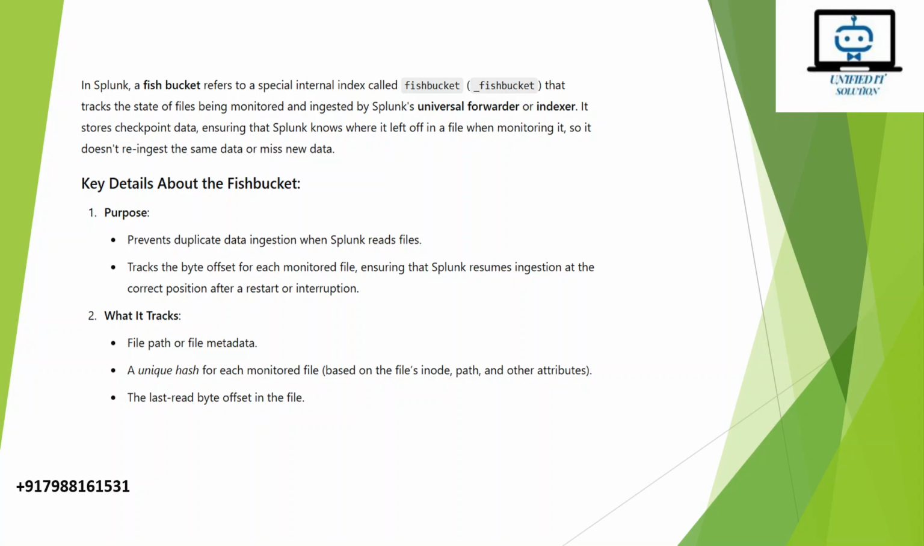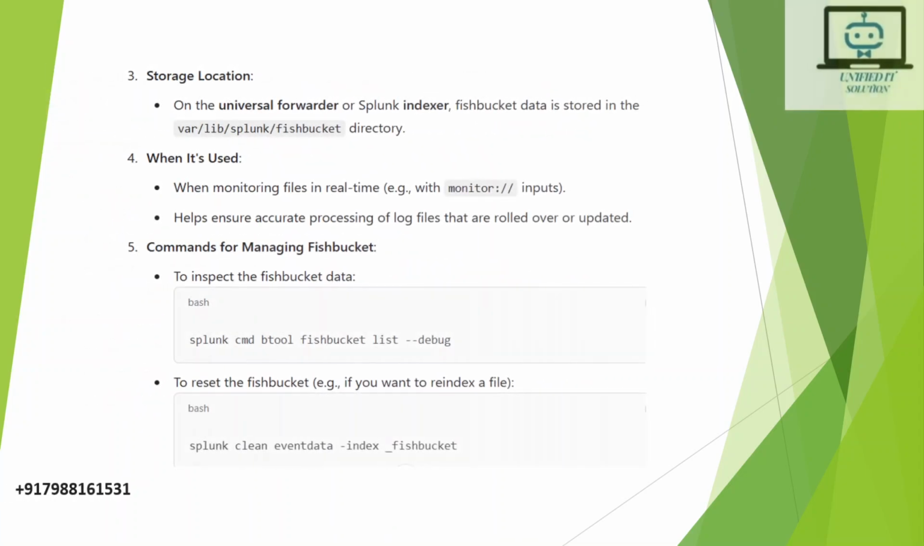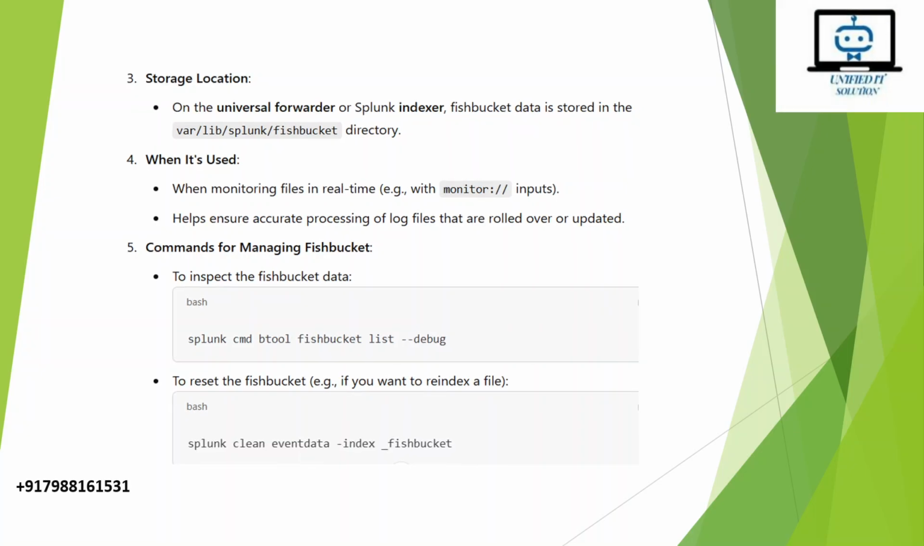So what does it track? File path or metadata, a unique hash for each monitored file based on the file node, path and other attributes, and the last read byte offset in a file. Okay, so the storage location, where it's stored on the universal forwarder or indexer: fish bucket is stored in var lib splunk fishbucket. Wherever Splunk is installed, let's suppose our Splunk is installed in opt, you will find it in opt splunk var lib splunk fishbucket directory, and it has certain files and directories inside.